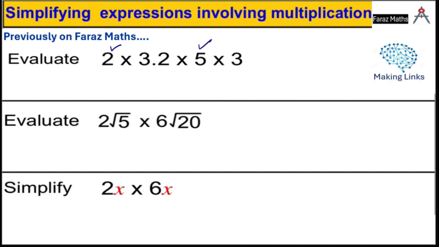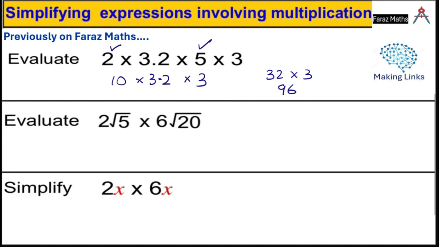To make it easier. 2 times 5 is 10, and then 10 times 3.2 times 3. Now, to get rid of the decimal, multiply 10 with 3.2. So 10 times 3.2 is 32. 32 times 3, I can do this in my mind. 32 times 3 means 30 times 3 first, which is 90, and then 2 times 3, which is 6. So that is 96.